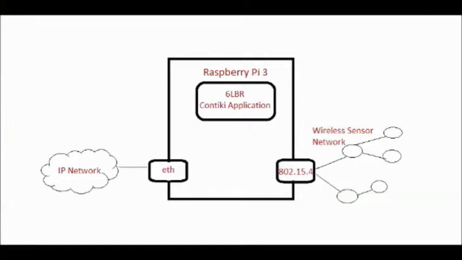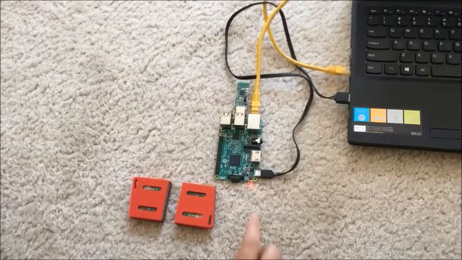The third module is the edge router. We are using Raspberry Pi as an edge router. In order to configure this as an edge router, we are using an open source application called 6LPR. 6LPR basically stands for 6LowPAN border router. As shown in the diagram, it is used to interface the wireless sensor network running on 802.15.4 to the IP network via Ethernet.